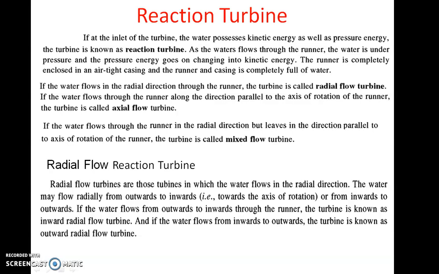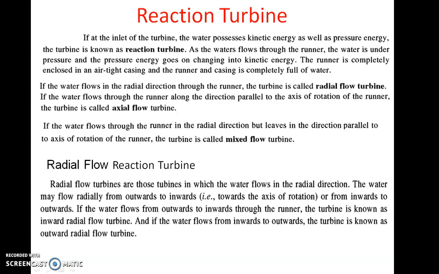So there is a basic difference between impulse and reaction, that is, at the inlet of the turbine, that is nothing but the exit of the nozzle, the energy is kinetic energy in case of impulse turbine, but in case of reaction turbine there is no nozzle. The arrangement is made such that there is both kinetic energy as well as pressure energy. So total pressure energy or potential energy in the dam is converted totally into kinetic energy in case of impulse turbine. But in case of reaction turbine, it is partially converted into kinetic energy and partially it is converted into pressure energy. So still pressure energy is there.